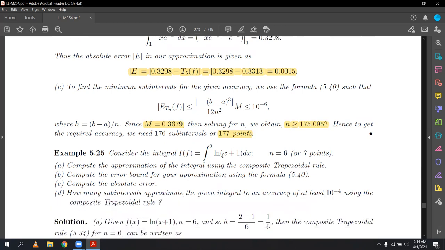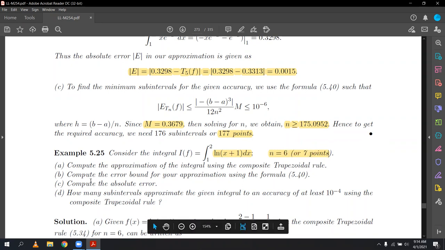Now let's do the same example. This is exactly the same, but here the teacher does not give you the table. He directly gives you the function, and the interval from 1 to 2, the lower limit and upper limit. And maybe in the exam he says n is equal to 6, or he says use the trapezoidal rule for 7 points. 7 points means n is equal to 6.